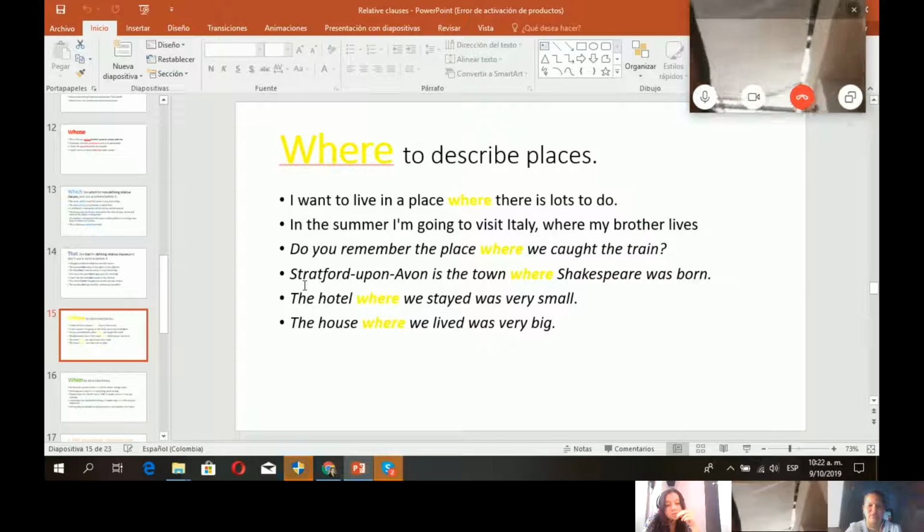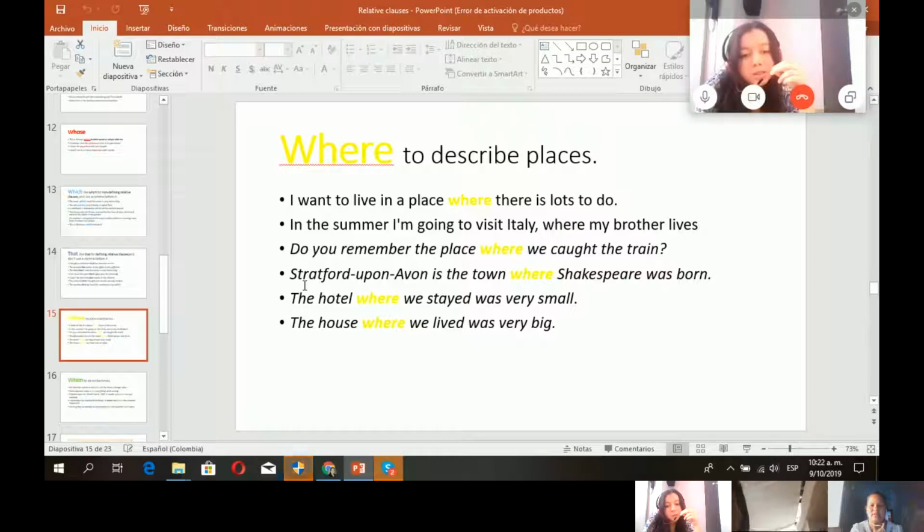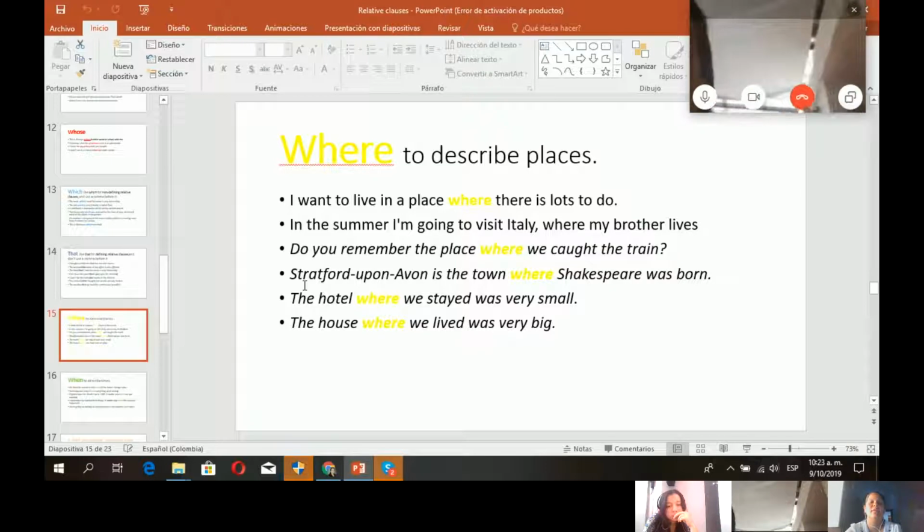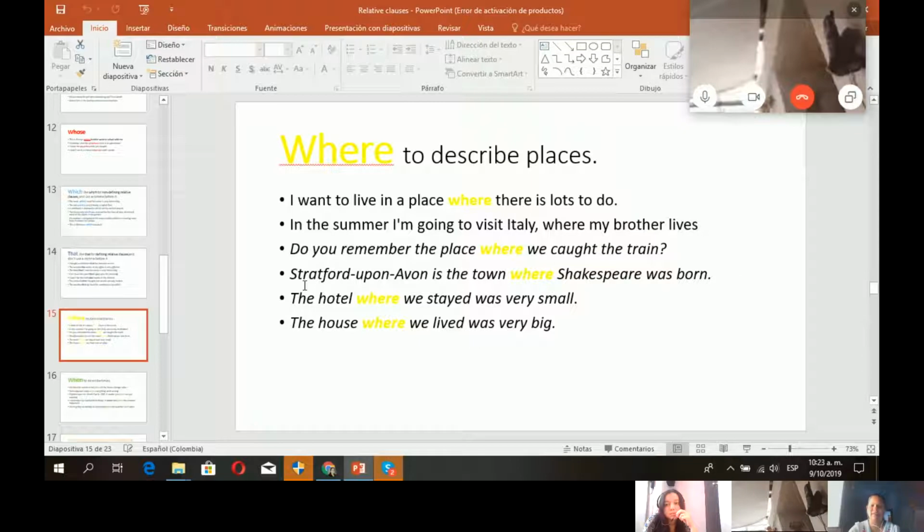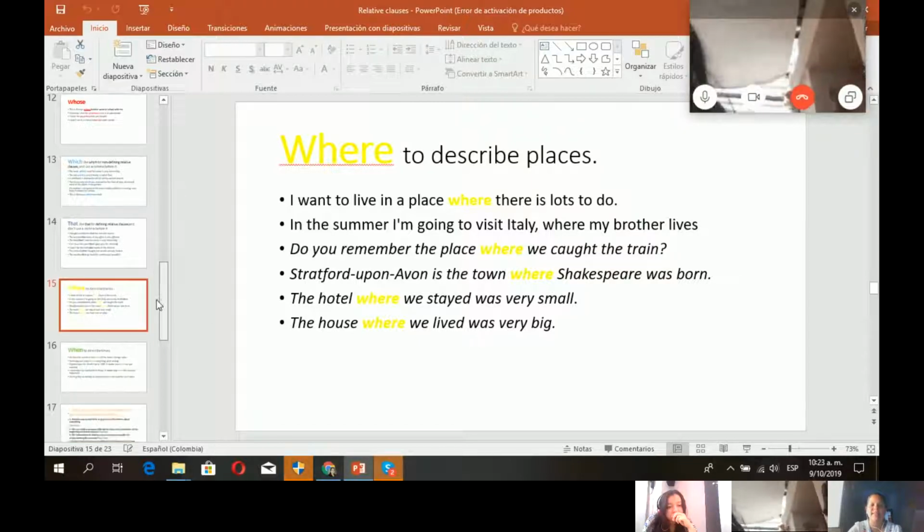Okay. Angie, please, the hotel. The hotel where we stayed was very small. And the last one, Maria, please. The house where we lived was very big. Okay, remember the pronunciation for the past forms of the verbs.